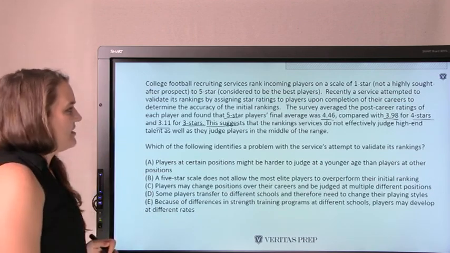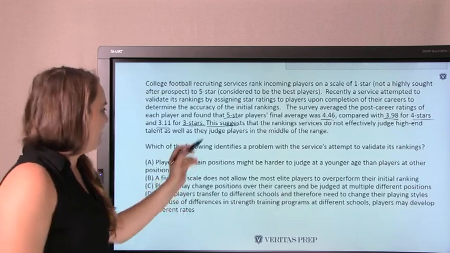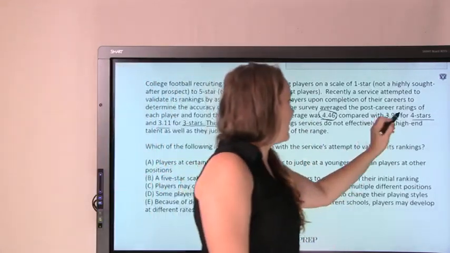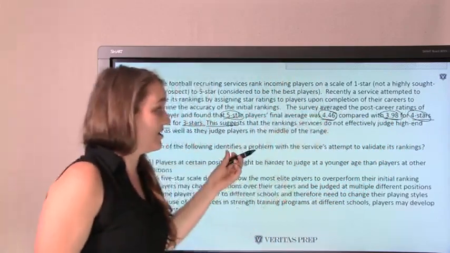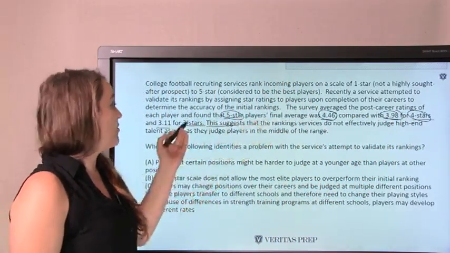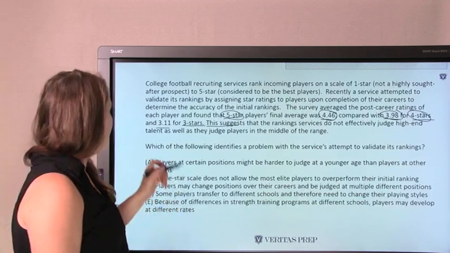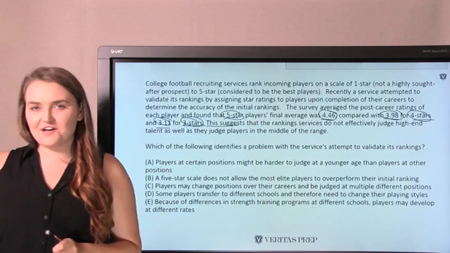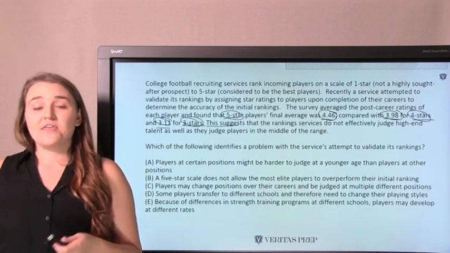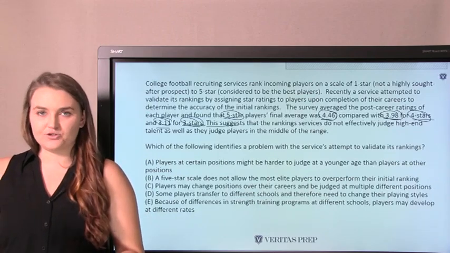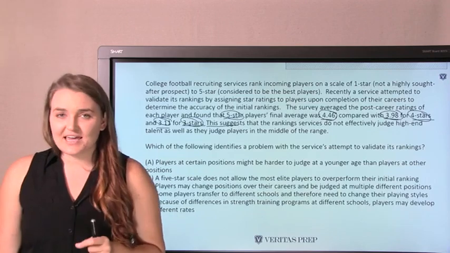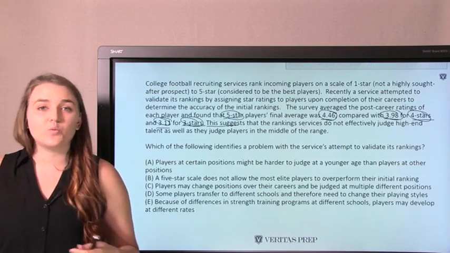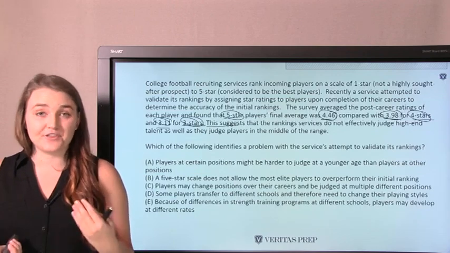So we've got these statistics, right? That 5-star final averages were 4.46, 3.98 for 4 stars. Well, gosh, that's a whole lot closer to 4 than 4.46 is to 5, right? And 3.11 for 3 stars. But I want to be scrutinous of these averages, because in this case, this is kind of an exception to the rule. In some cases, we won't be following a usual pattern for the data-driven flaw.